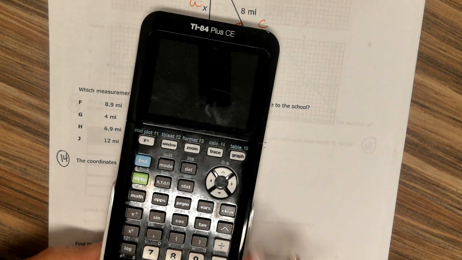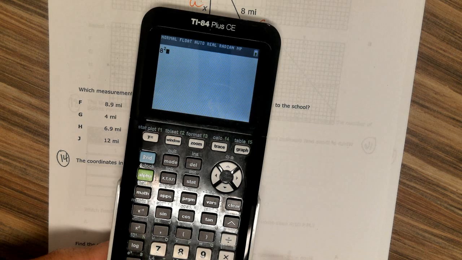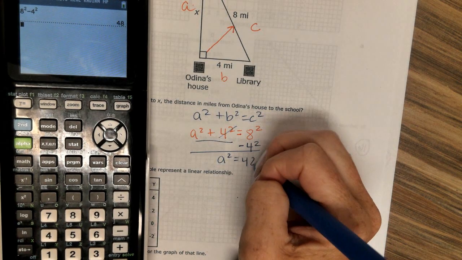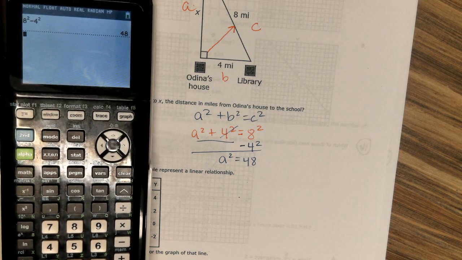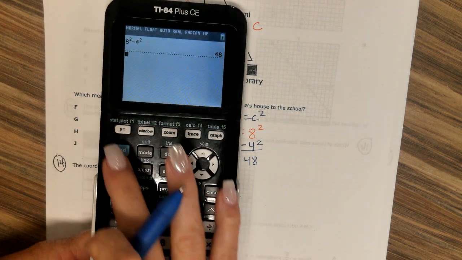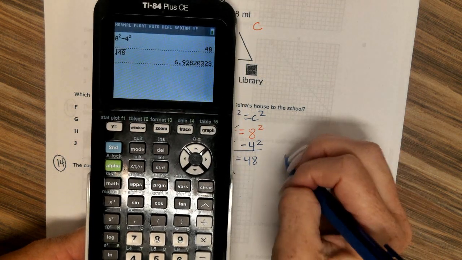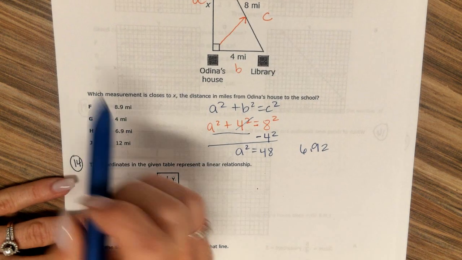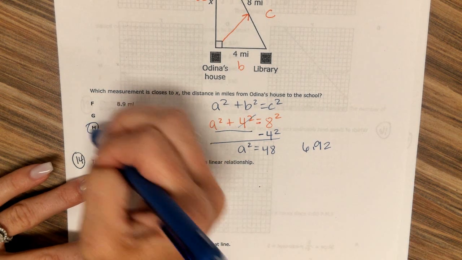So I go to my calculator. That is not 8 minus 4. It is 8 squared minus 4 squared, which is 48. Is that my answer? No. What do I have to do to it? Square root. The square root of 48 is 6.92, or 6.93. It doesn't matter. Which answer up here is closest to that? H.